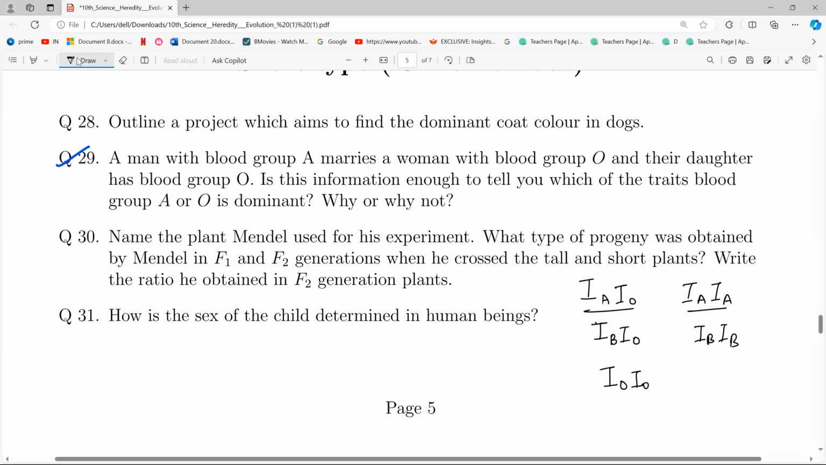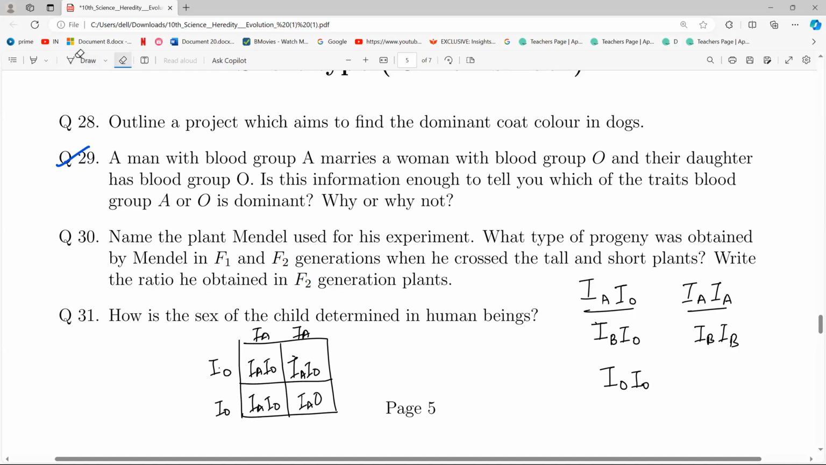Okay. So if the father is going to have homozygous A, IA, IA, and mother is going to have O, then the daughter is going to have the cross IA, IO, IA, IO, and here also IA, IO. So here we will see that the daughter is not going to have blood group O.